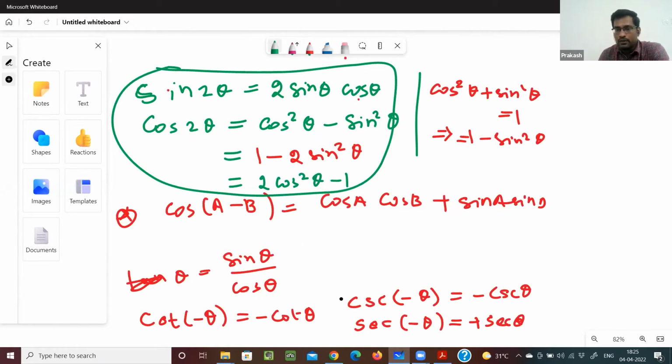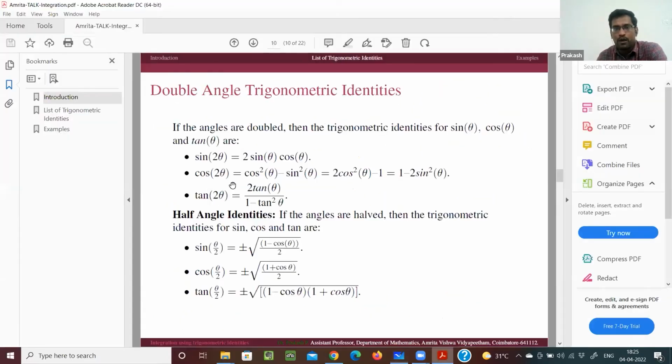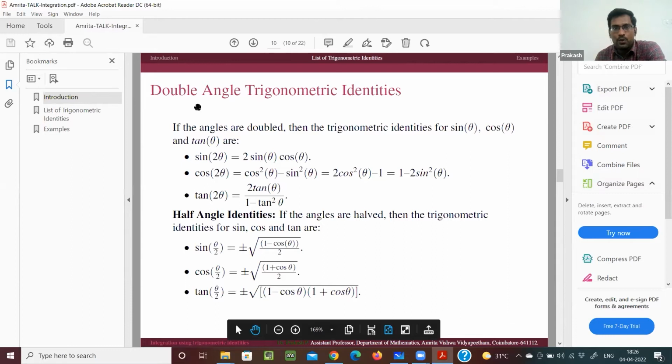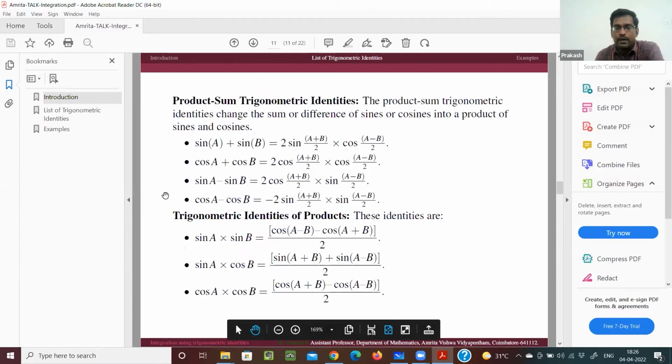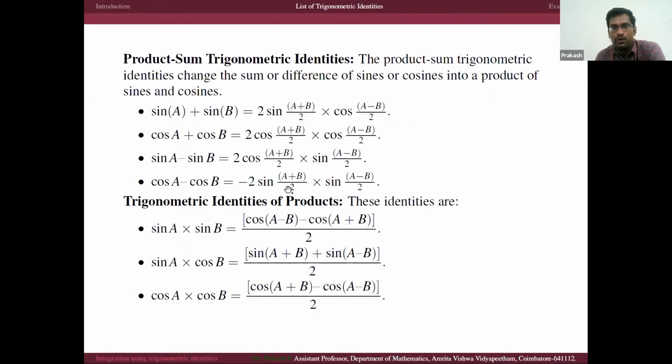Some other formulas are also very important here. The tan 2 theta formula, because we can evaluate it from sine 2 theta by cos 2 theta, taking the LCM. And the half angle identities are very important. The next one is product-sum, another identity. We don't need to prove these, but we need to know them, because in integration time we need to use these identities.